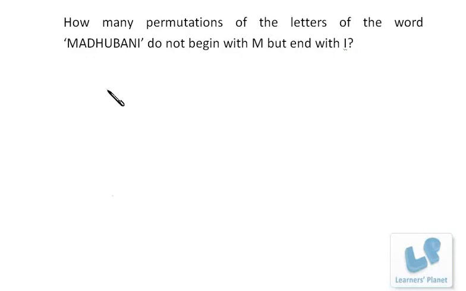Now let's try this problem. How many permutations, or we can say arrangements, of the letters of the word Madhubani do not begin with M but end with I? So how many letters are there? It's 1, 2, 3, 4, 5, 6, 7, 8, 9. 9 letters are there, and this A is repeated 2 times. So let's take 9 places.